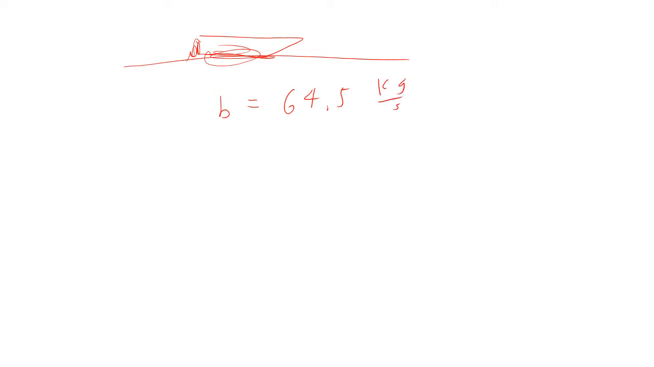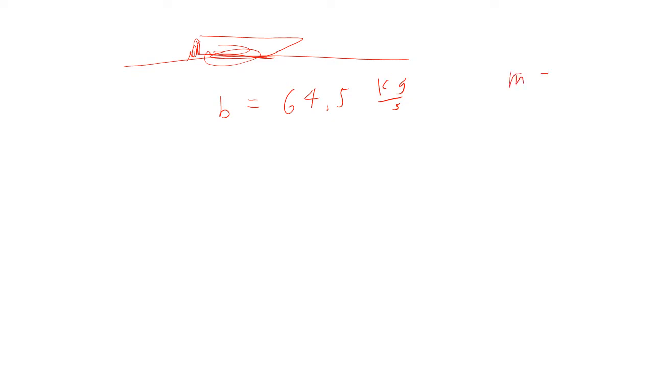We can imagine a speedboat. The boat is on the water and has an engine here. Let's say that the coefficient of viscosity between the boat and the water is 64.5 kilograms per second. Now, this coefficient depends on several factors. It depends on the shape of the boat, on the nature of the interaction between the surface of the boat and the water, whether it's smooth or rough. It also depends on the nature of the water, whether you have salt water or fresh water. So this is an experimentally determined factor.